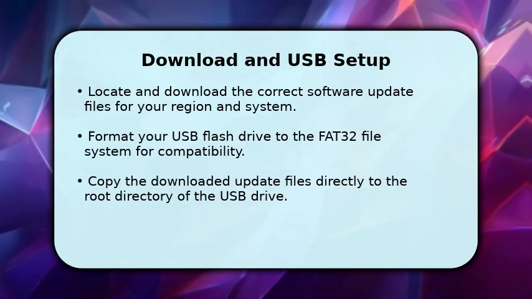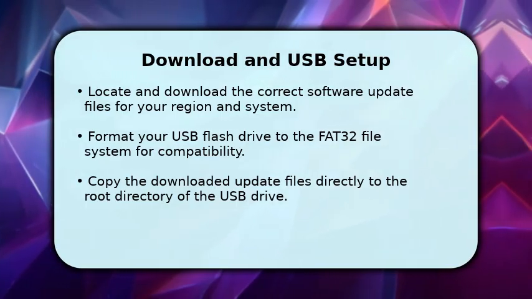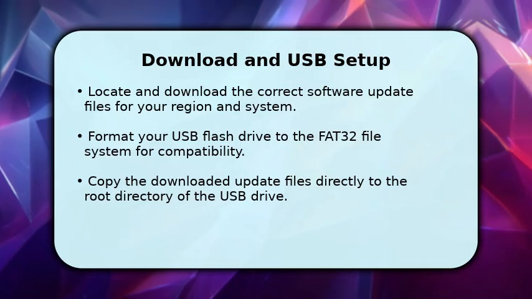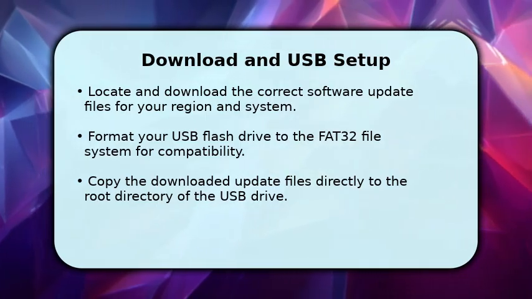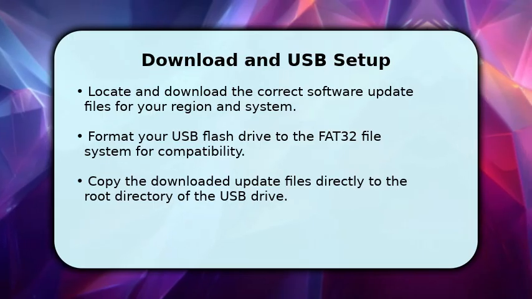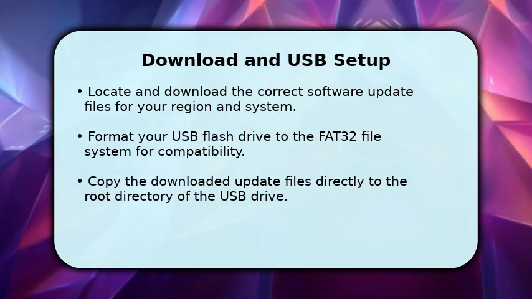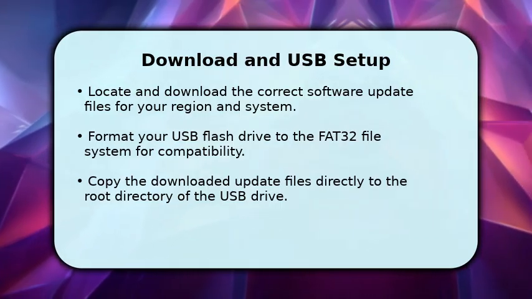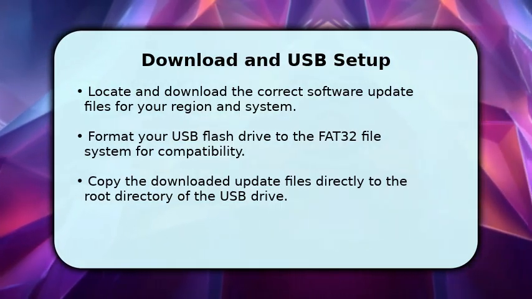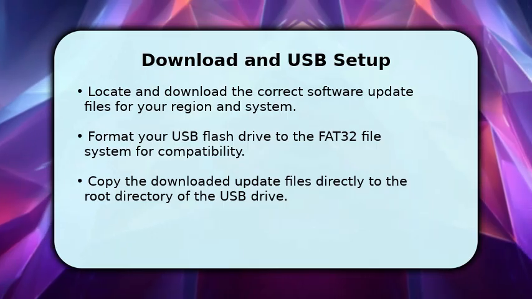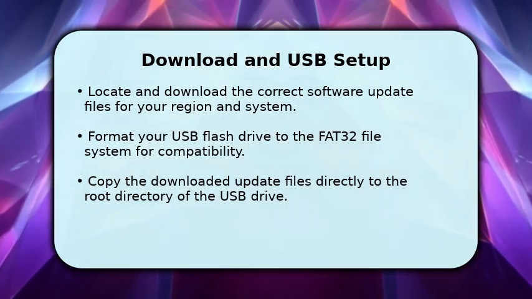Once you know your current software version, you'll need to find and download the appropriate update files. These are typically available online, specific to your region and system. After downloading, format your USB flash drive to the FAT32 file system. This is crucial for your Mazda system to recognize it. Then, copy all the downloaded update files directly to the main or root directory of your prepared USB drive.